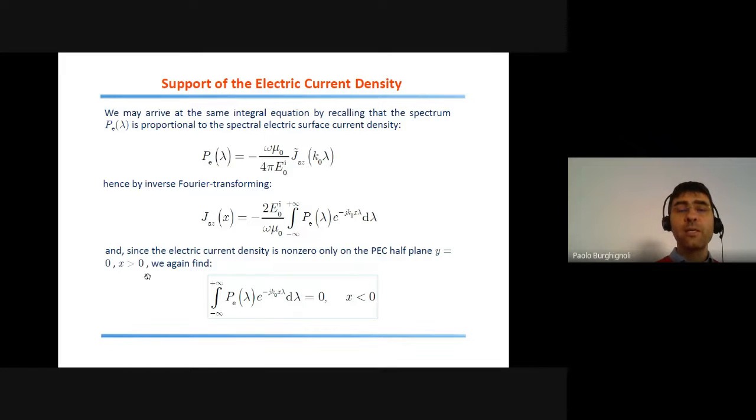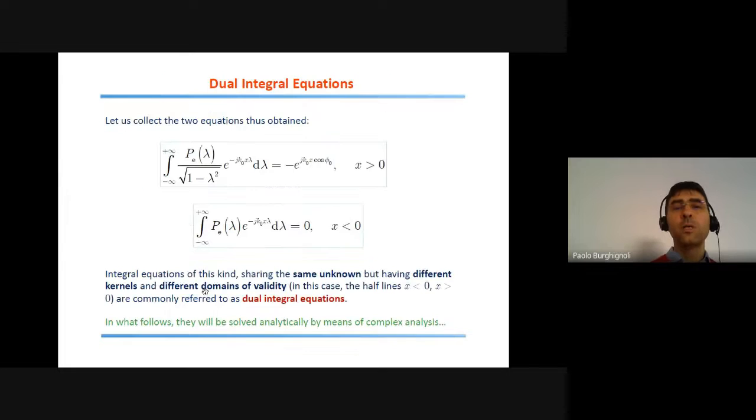So again, if you evaluate this integral when x is negative, the result must be equal to 0. So we again have an integral equation that is valid when x is less than 0. So all in all, what we have is a pair of integral equations.